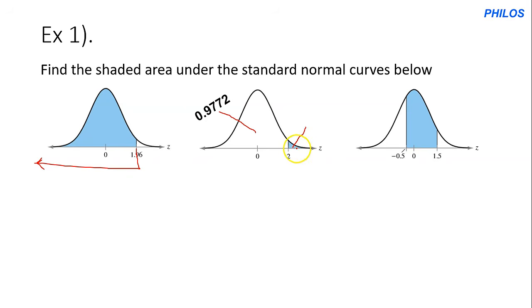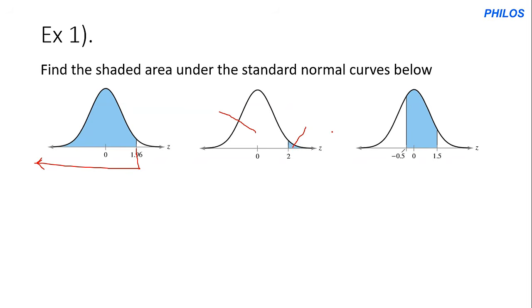So to get the area to the right, since we know the area to the left to be 0.9772, then to get the right, we just say 1 minus 0.9772. And that will give us 0.0228. So that is the answer to this also.